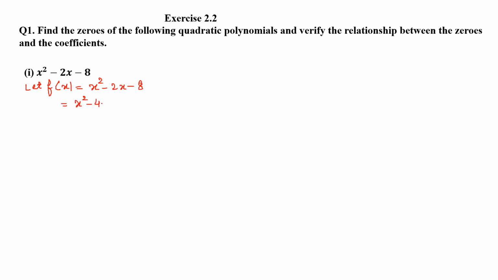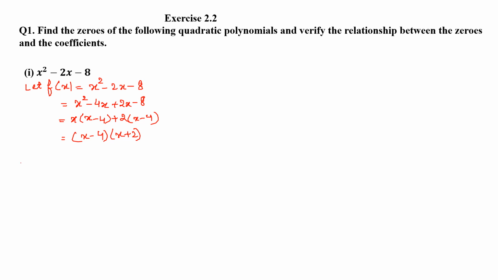So it will be x square, 4 twos are 8, I know, so minus 4x plus 2x minus 8. And if I take x common, it will become x minus 4 plus 2, again x minus 4. So from here you will get x minus 4 times x plus 2. So this is the factorization.